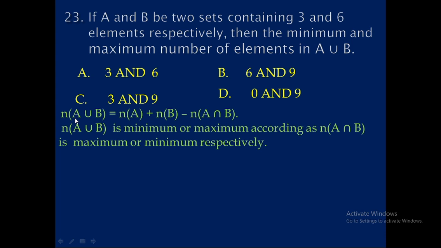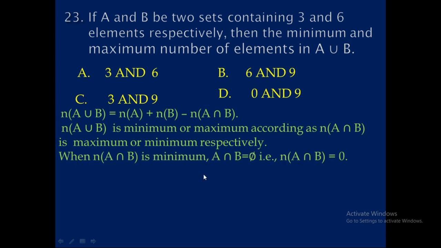When A intersection B is minimum, A and B must be disjoint sets. It means the number of elements of A intersection B is 0. We know that A and B are disjoint. n(A union B) is equal to n(A) plus n(B), that is 3 plus 6, its value is equal to 9. Therefore, the maximum number of elements of A union B is 9.